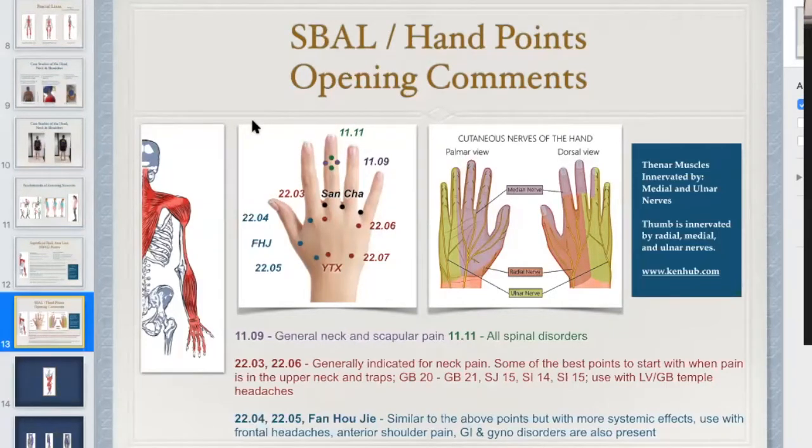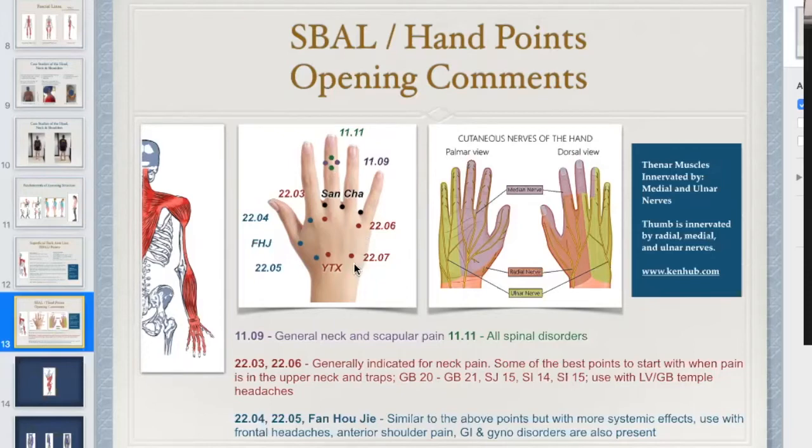Do you use the systems approach? Do you use a TCM approach? Like what determines how you select whether to use 22.03 here and 22.06 or the finger points? These are also indicated for neck and spinal disorders, okay?